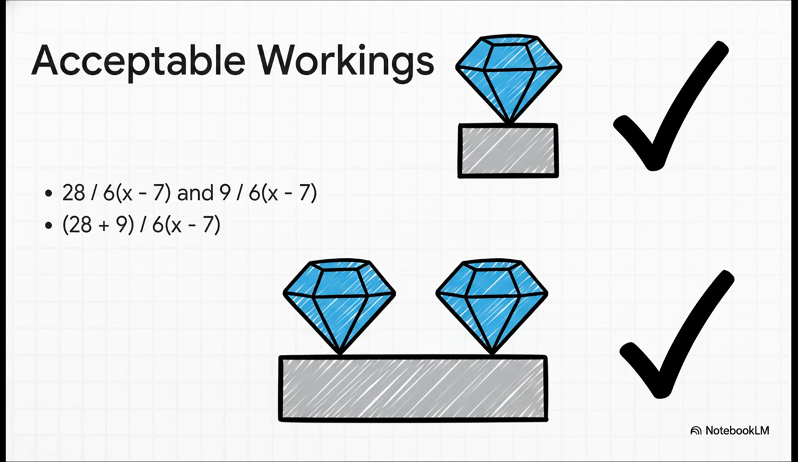You can leave the fractions separate, but with matching bases, so showing 28 over 6 times x minus 7 alongside 9 over 6 times x minus 7. That does the job. Or you can take it a half step further and group them into one fraction, writing it as 28 plus 9 all over a shared base of 6 times x minus 7. Either way perfectly communicates you've matched the bases, satisfying the requirement and snagging you that third mark.